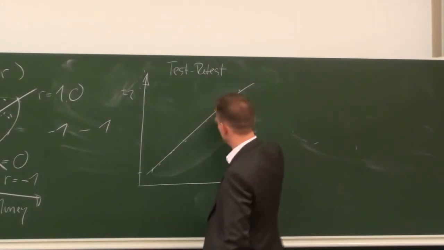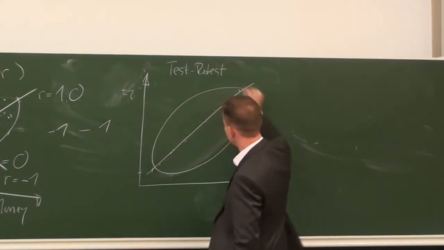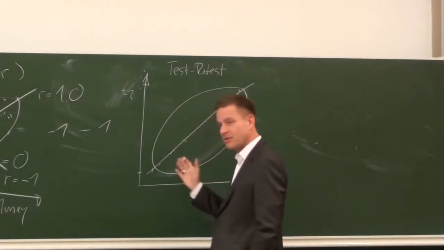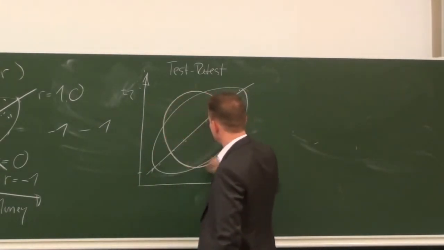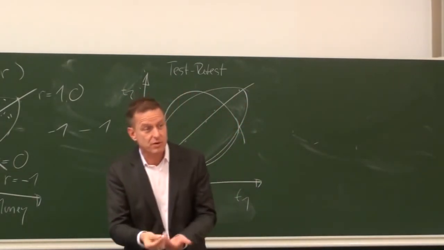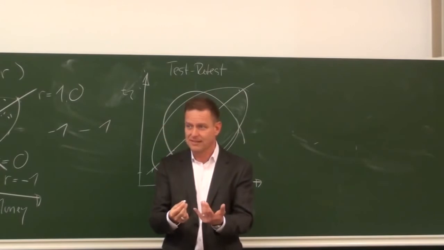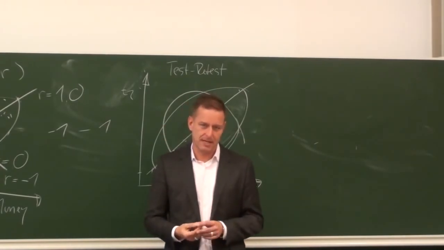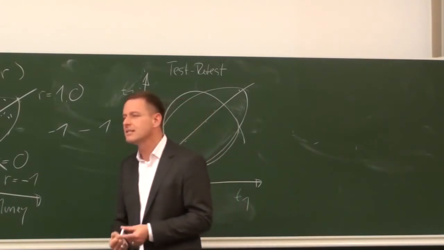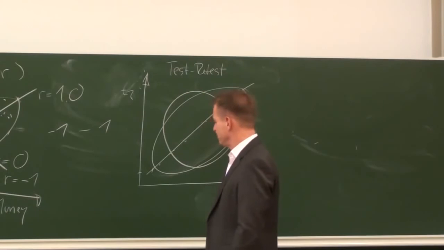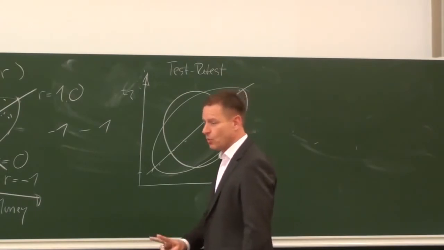If the test is not reliable, we get something like this. And if the test is totally bad in terms of reliability, we get something like this. And what you can see here from this picture is, again, we use correlation methods to estimate the reliability of a test. Test-retest reliability. Okay? So, that was the second one.